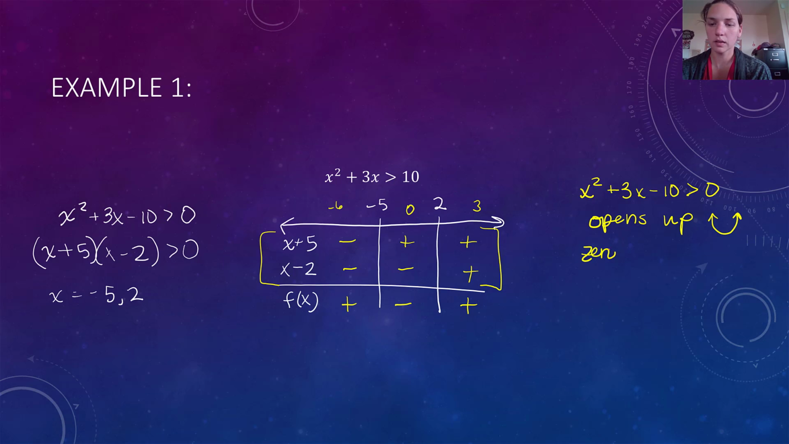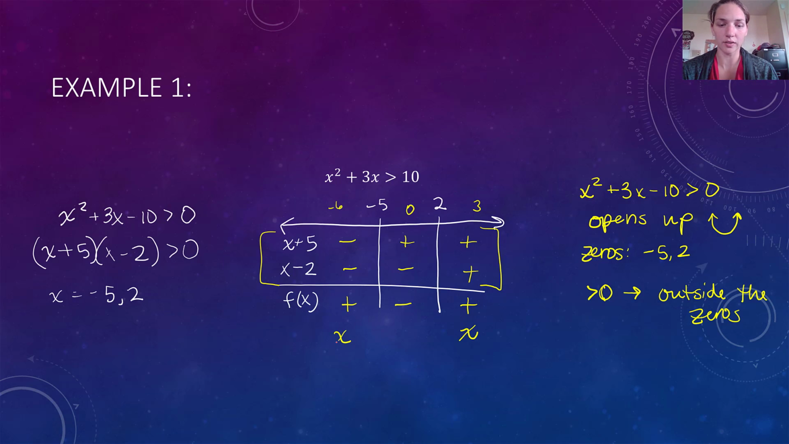Zeros are -5 and 2. So we want greater than 0, which means outside the zeros. Our x's, we want positives. They're going to go here and here. So anything less than -5 and anything greater than 2.